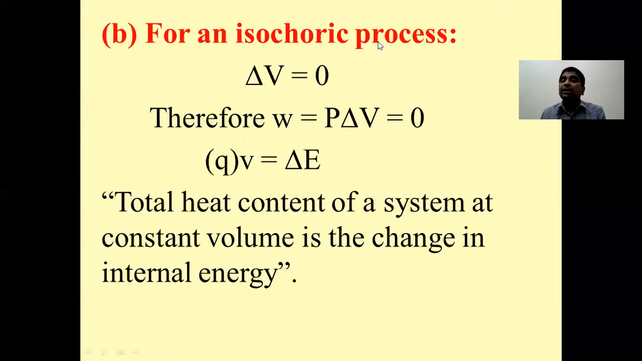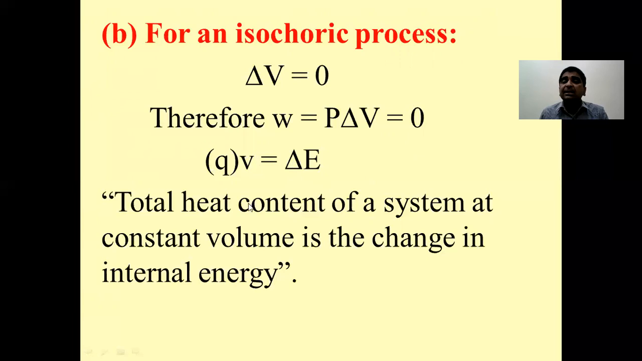And we know that we have one formula for work done, that is W is equal to P delta V. So if the process is isochoric, then what will happen? Delta V is equal to 0, and therefore W is equal to P delta V becomes 0. And therefore, from the mathematical statement of the first law of thermodynamics, Q is equal to delta E plus W, it becomes Q is equal to delta E. That is, Q at constant V is equal to delta E.